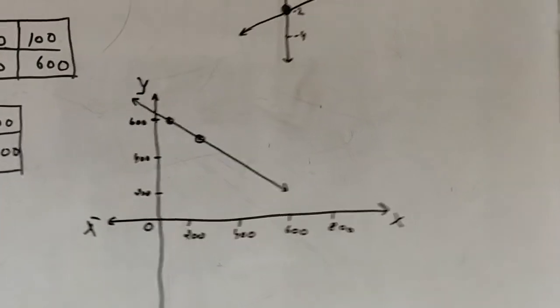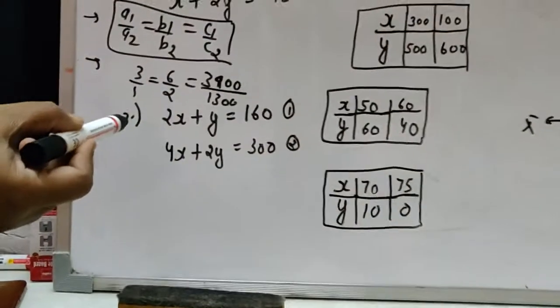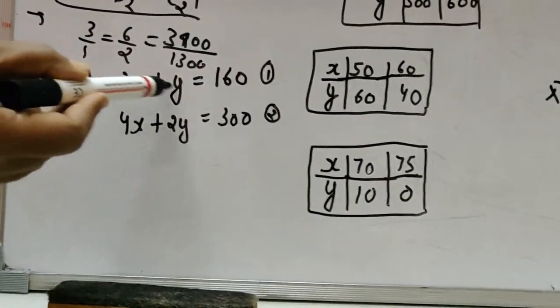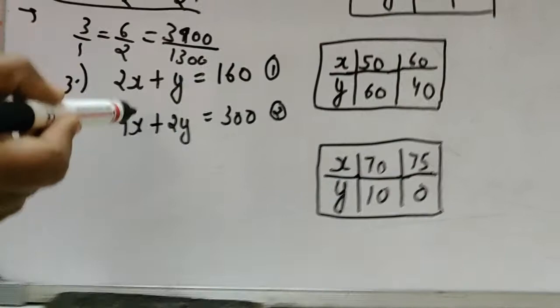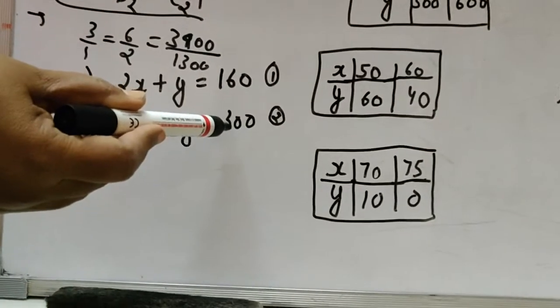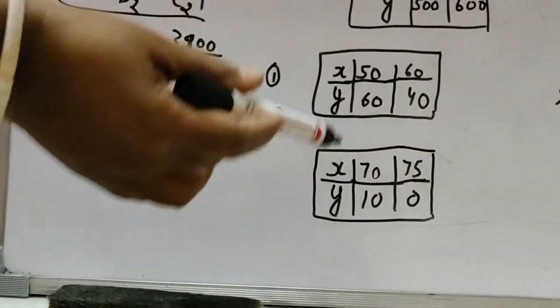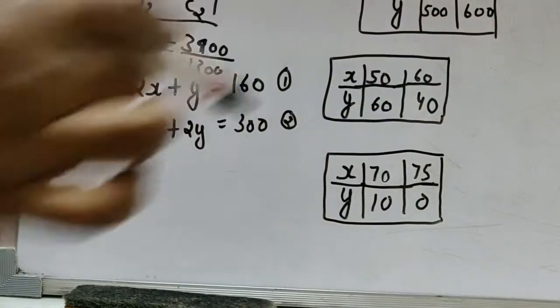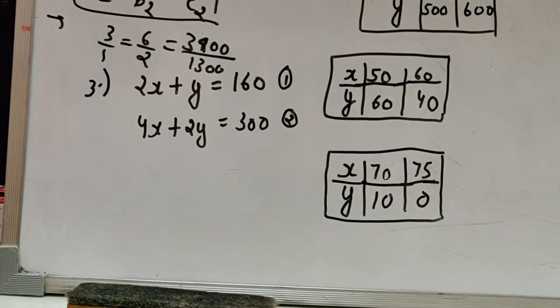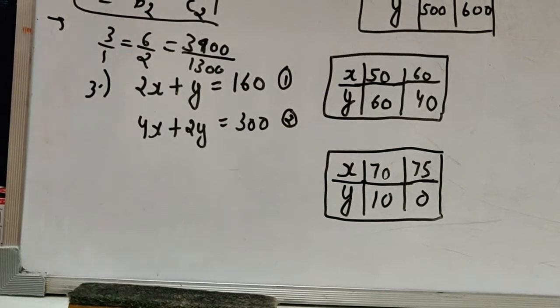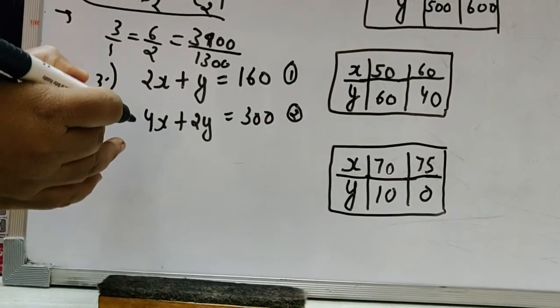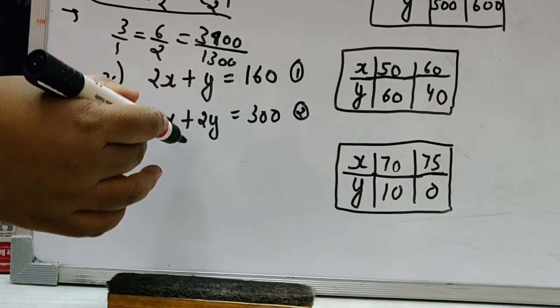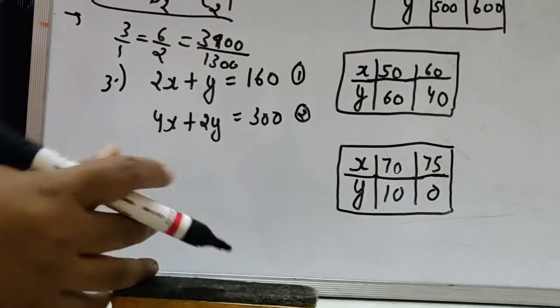Now check out the third case. In the third one, the equation was 2x plus y equals 160 and 4x plus 2y equals 300. For both the equations, find two solutions. Now this third question graph, you will be plotting it yourself and try to find out what sort of graph you will have. Just see what is the condition here. 2 upon 4 is equal to 1 upon 2 but not equal to 160 upon 300.